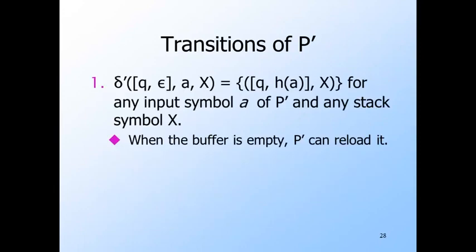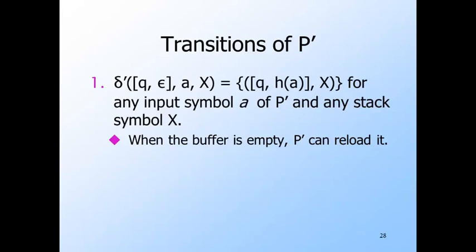The first type of transition allows P prime to read an input symbol A, which must not be epsilon, apply H to it, and store it in the buffer. The buffer of P prime must be empty for this to happen, although since P might be able to make moves with epsilon input, P prime is not forced to refill the buffer just because it is empty. It can also make moves without consuming its own input.